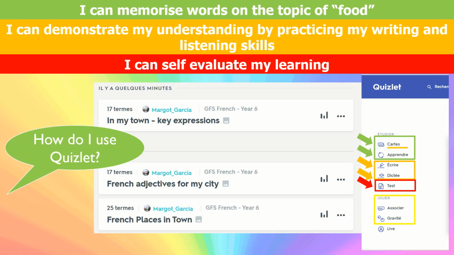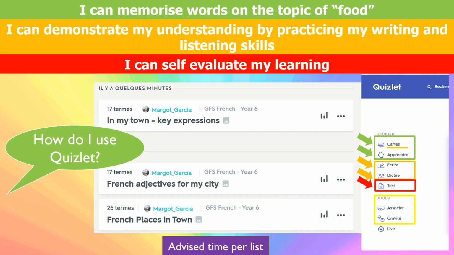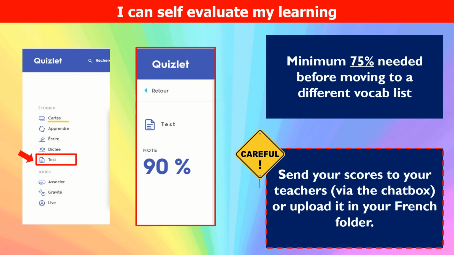To summarize, on Quizlet, you have 3 lists that I want you to practice. What do I mean by practice? I mean you completing the 5 different tasks shown on the right. Extra are the 2 games. Now, as you've just seen, what I recommend is for you to spend about minimum 10 minutes per list. If you want to spend a bit more, that's fine, but you need to make sure that each set of words is practiced with the 5 different tasks presented on the right. Lastly, for your last success criteria, I can self-evaluate my learning.